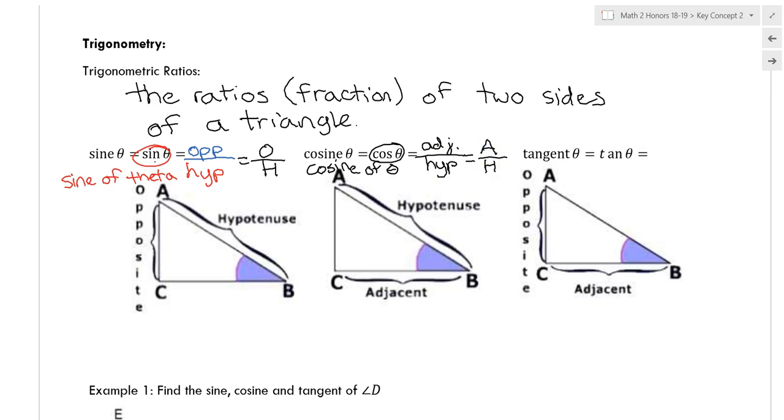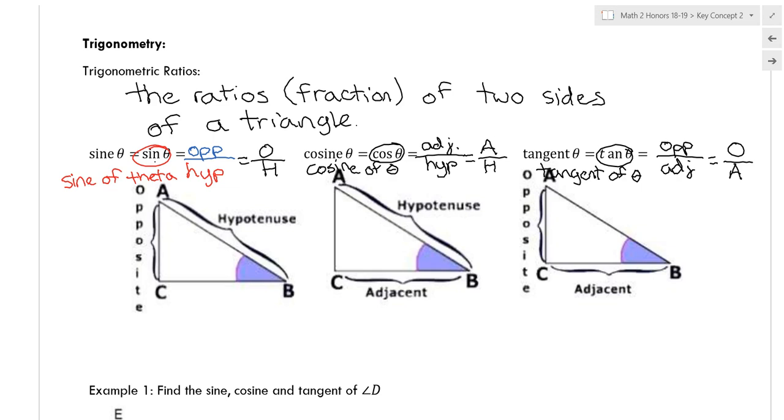And finally we have tangent. Again, this is pronounced tangent of theta, not tan theta. It is your opposite over your adjacent side, or O over A. Okay? So those are the three definitions. These are our three main trig ratios.